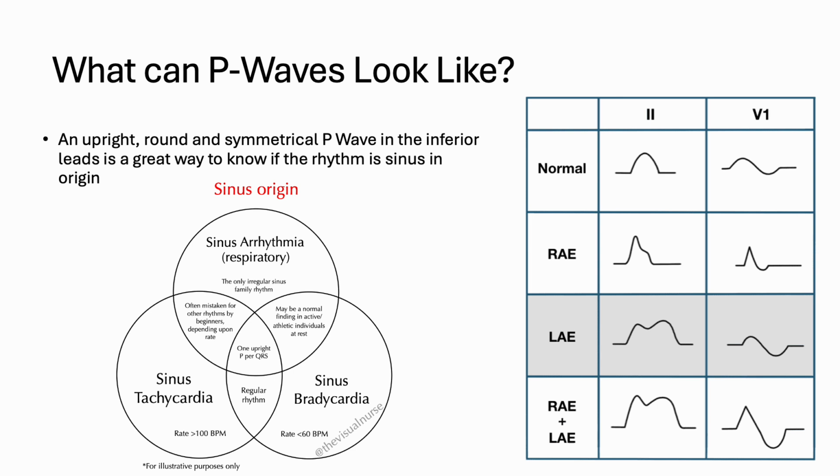The Venn diagram on the slide demonstrates our different types of arrhythmia that have a sinus origin from the Visual Nurse. In the chart, we can see cases of normal P wave morphology, right atrial enlargement, and left atrial enlargement. The rest of this video, we are going to discuss each of these cases and a rare complication that may occur as a result of one of these pathologies.